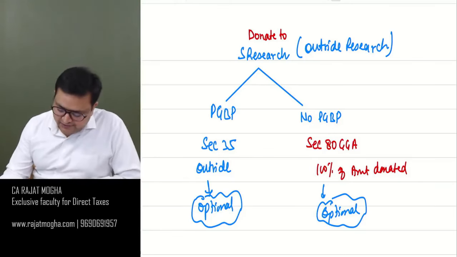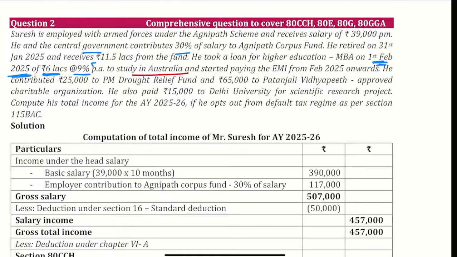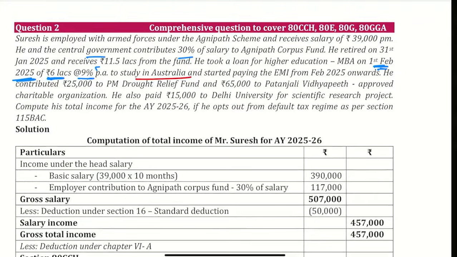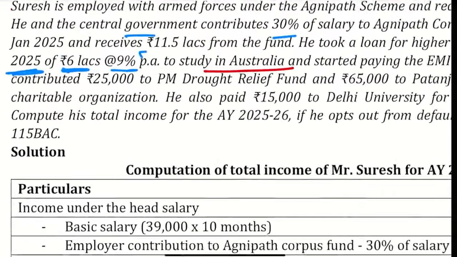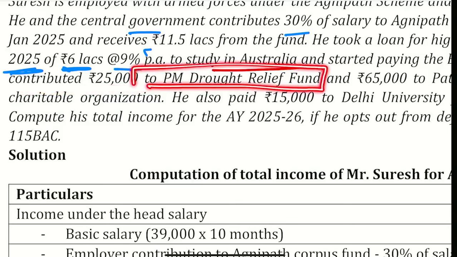Okay. Now, let us come to this question. Again, read from here: he contributed 25,000 to the Prime Minister Drought Relief Fund. Can you tell me in which category? 1, 2, 3, or 4? You've written it somewhere. In which category has he donated? Everyone? 2. Correct. Prime Minister Drought Relief Fund is category 2. How much deduction will you get in 2? 50% of this amount.